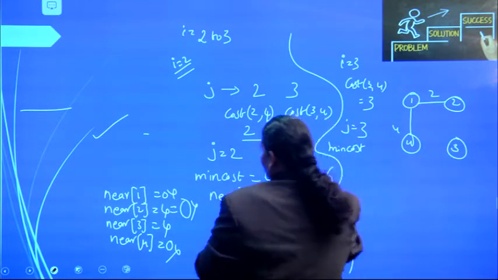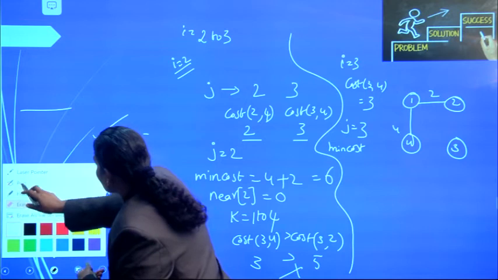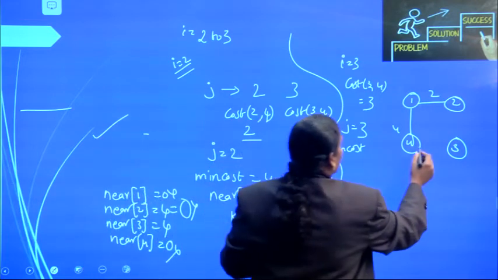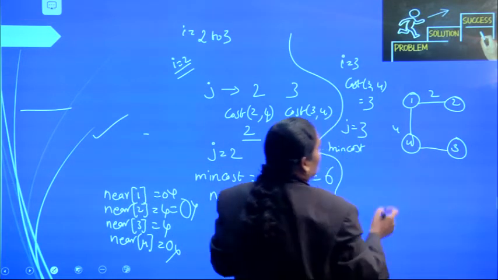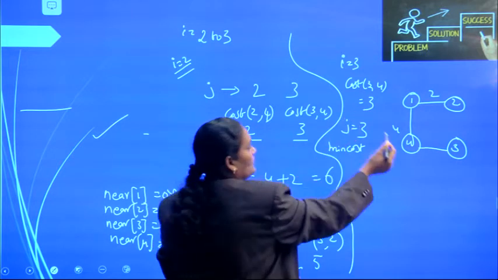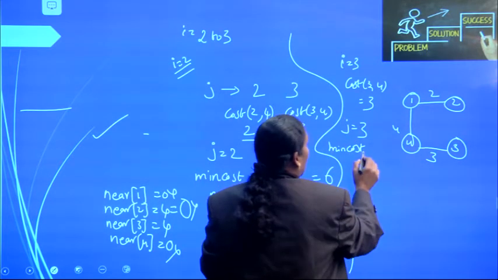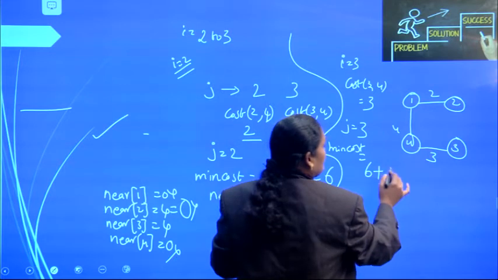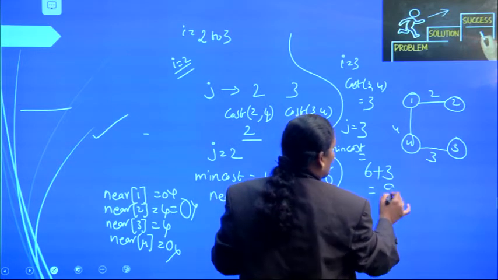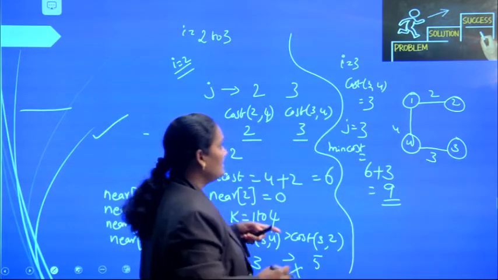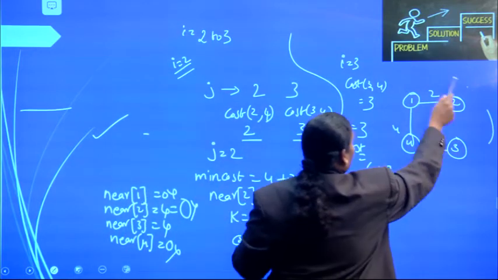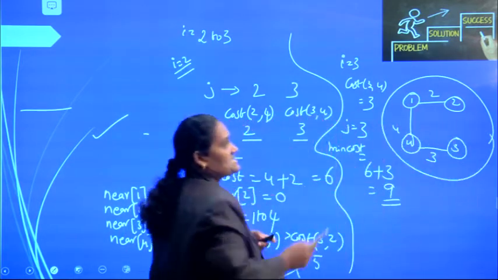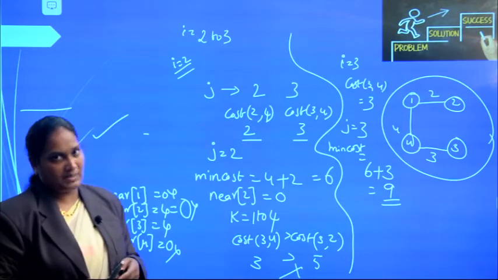We need to add that 3 into the minimum cost spanning tree from 4. We need to add that from 4 whose minimum cost is 3. Already minimum cost contains 6 and now we added 3 which becomes 9. So, here the minimum cost spanning tree for the given graph becomes this one by the Prim's algorithm.